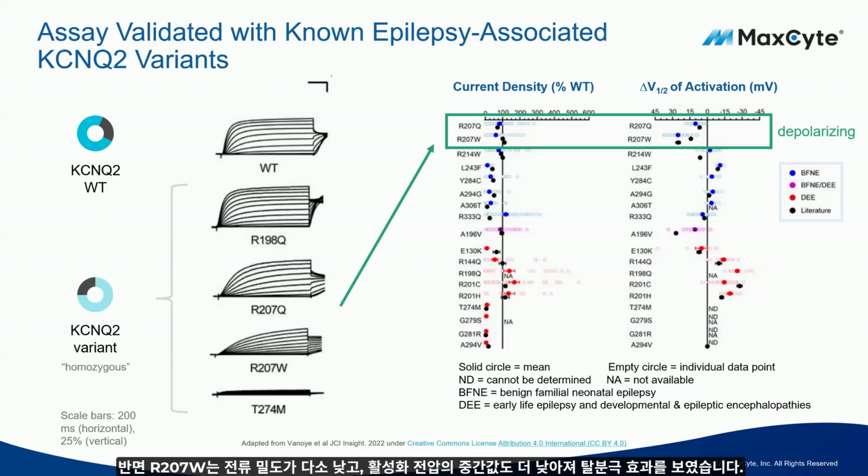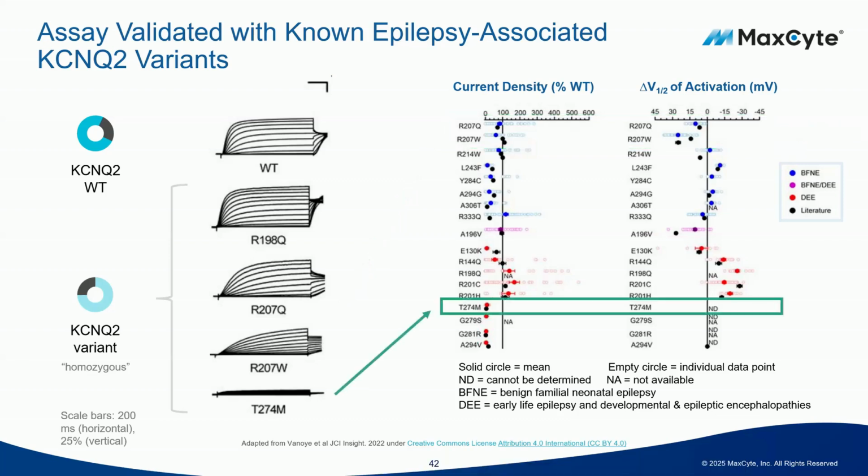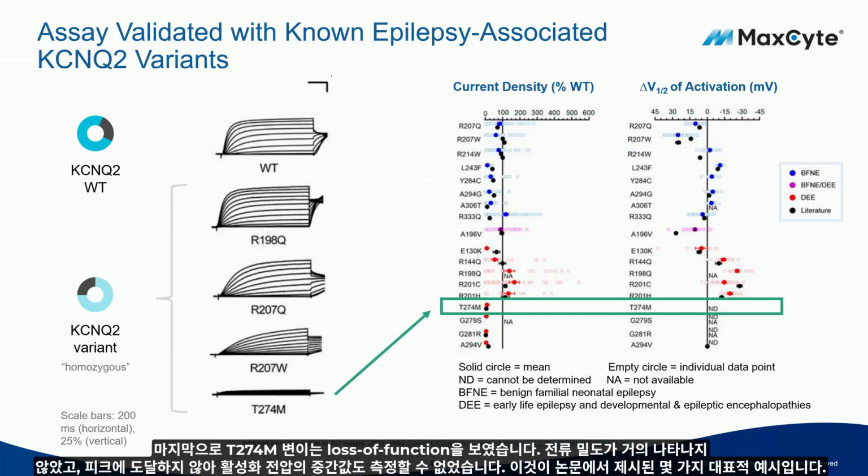In contrast, R207W shows slightly lower current density and also much lower midpoint of activation voltage. So this is showing you that the mutation is slightly depolarizing. Lastly, T274M shows you a loss of function here where the current density just is not existent and they can't measure the midpoint of activation because it didn't actually reach the peak.